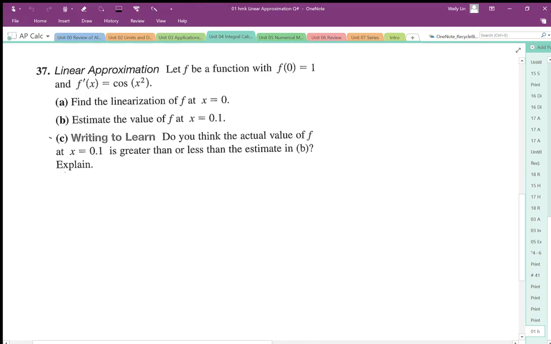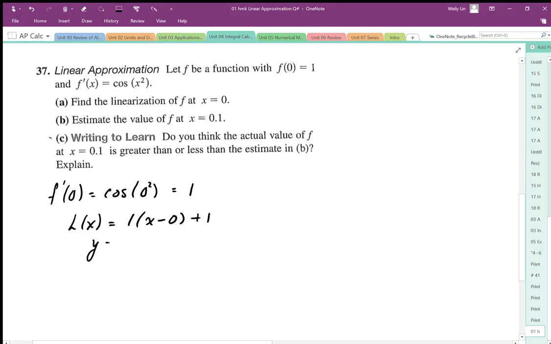For the linear equation, we need to know the slope and the x and y coordinates. So we already know the x and y coordinates. So I'm going to calculate the slope at 0 by plugging in 0 into my equation. And I get cosine of 0 is equal to a slope of 1. So my linear approximation equation is going to have a slope of 1 and an x coordinate of 0, y coordinate of 1. So my equation is y equals x plus 1.